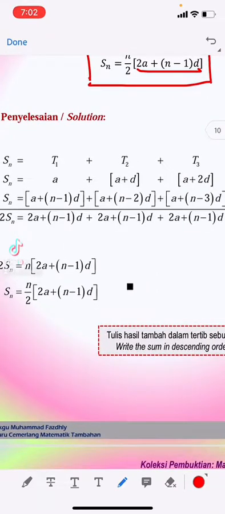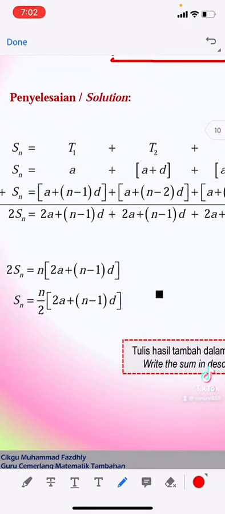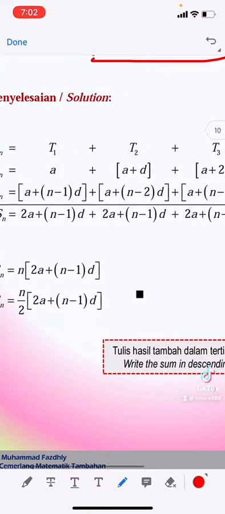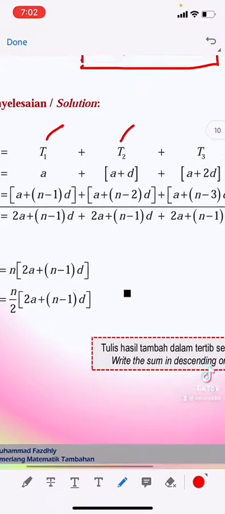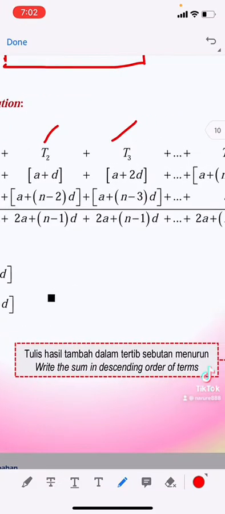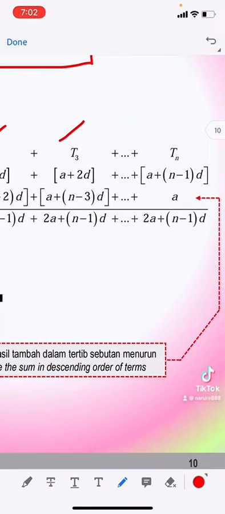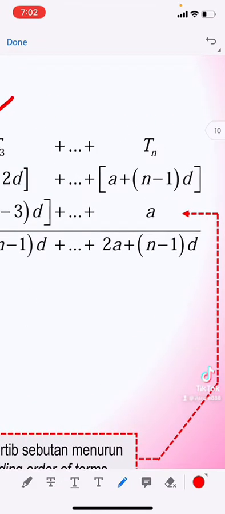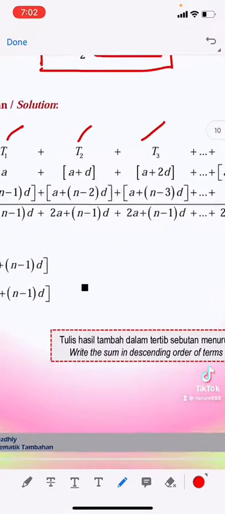So first thing, you have to follow the steps. Sn is you take every term T1, T2, and T3 plus until the nth term. The nth term is the last term. Okay, that's how you start first.